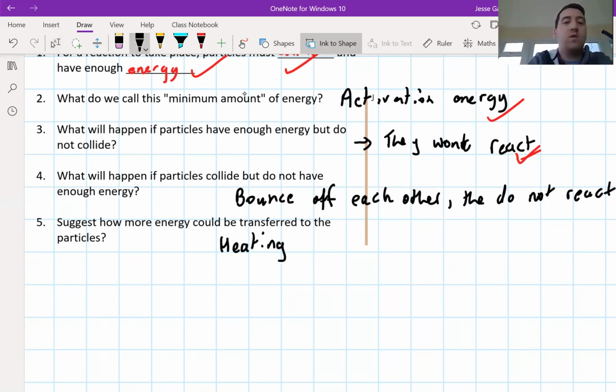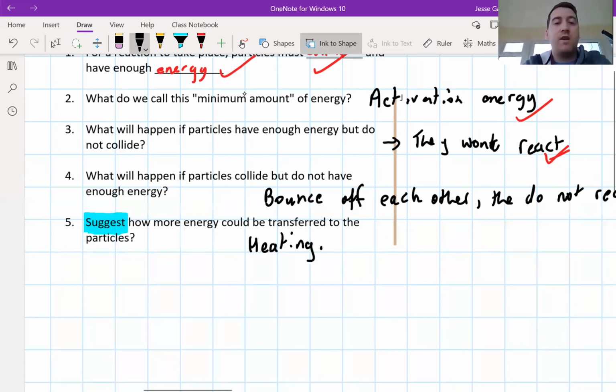Notice the word here was to suggest. So I haven't actually told you this yet, but it's kind of a little bit common sense. So I thought that some of you might have been able to suggest. We are going to see that now in a second, but heating is how we would do that. Well done. If you got that right, good job.